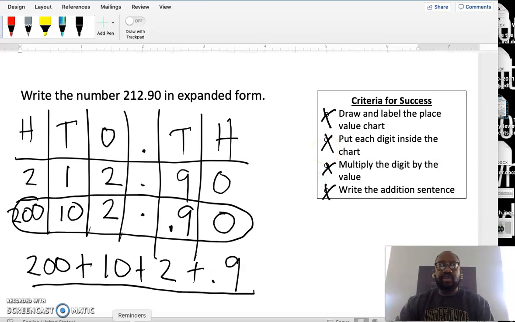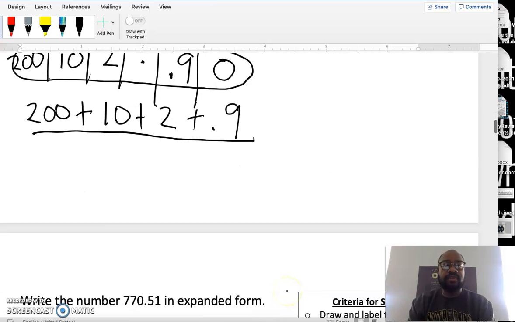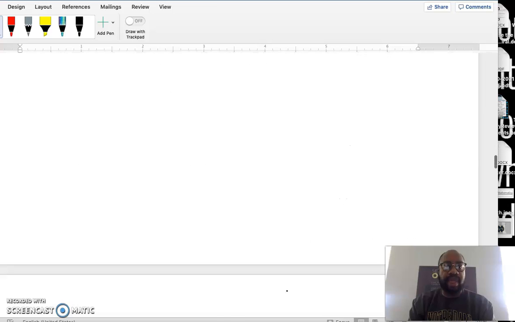So that is what you are going to do. You need to make sure that you follow the steps. You're first going to draw and label your place value chart. You're then going to write the number inside of the place value chart. You are then going to multiply according to the place that it's in. And then you finally write the addition sentence. You are going to do that for your independent practice problems.